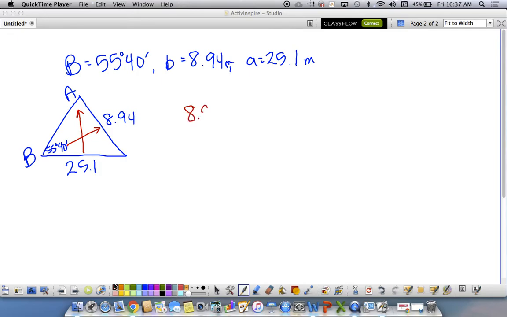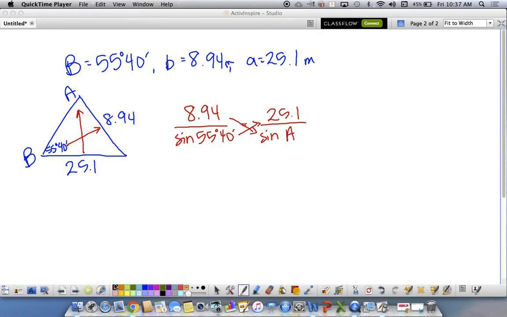So we would put 8.94 over sine 55 degrees, 40 minutes equals 25.1 over sine A. Now this was different than the one we did before because the last time we were really just solving for side lengths. Your process is going to be the same.